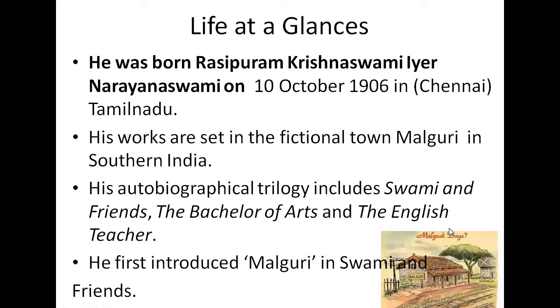First of all, we are going to look at life at a glance. So we are studying R.K. Narayan. His full name was Razipuram Krishnaswamy Iyer Narayan Swamy, and he was born in the year 1906. In 1905 Mulk Raj Anand was born, in 1908 Raja Rao was born, and in 1906 R.K. Narayan was born. He was born in Chennai in Tamil Nadu, formerly known as Madras.